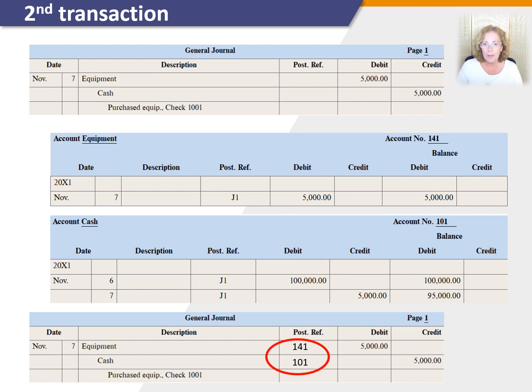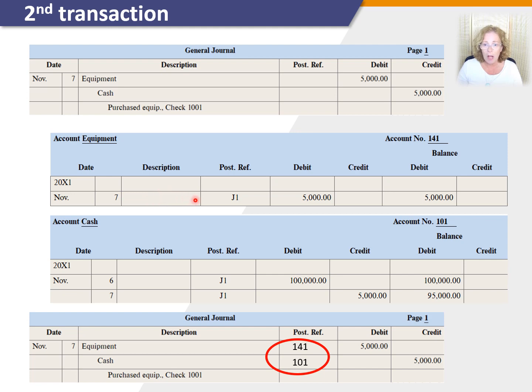Let's look at the second transaction for Eli's Consulting, where Eli's Consulting Services issued check 1001 for $5,000 to purchase a computer and other equipment. In the general journal, we recorded this business transaction by debiting equipment and crediting cash for $5,000. Our first step is to pull up the account equipment and write the date of the transaction into the date column and enter a description.